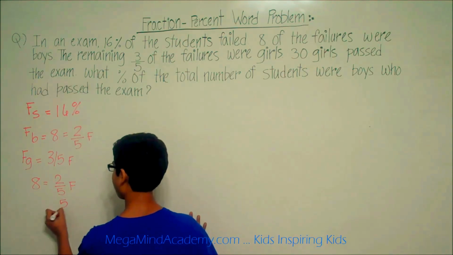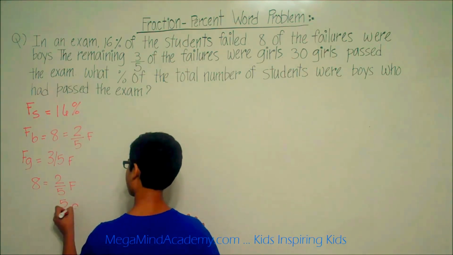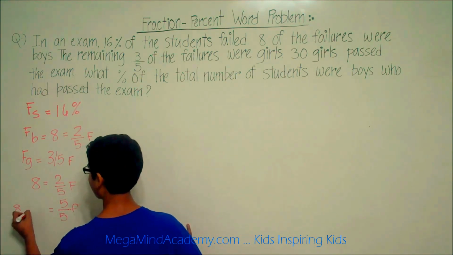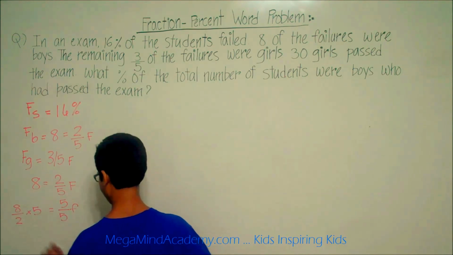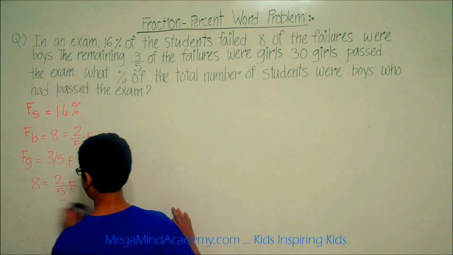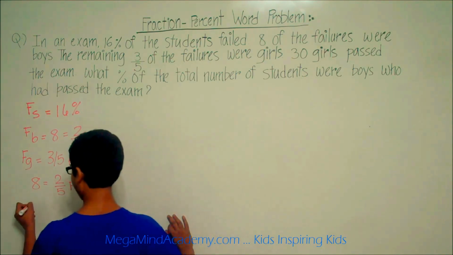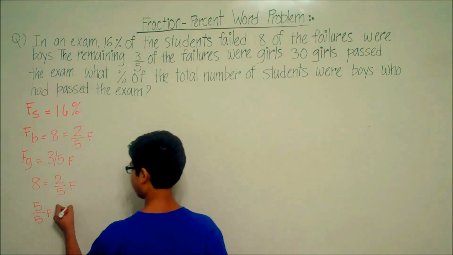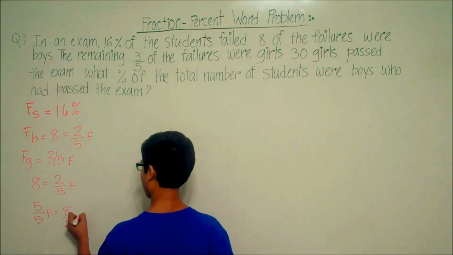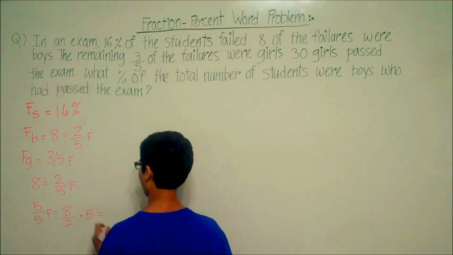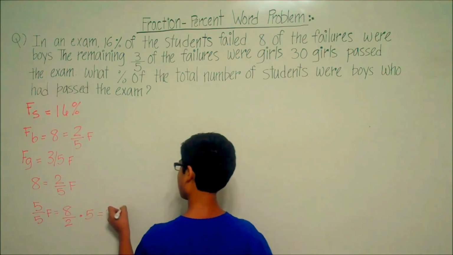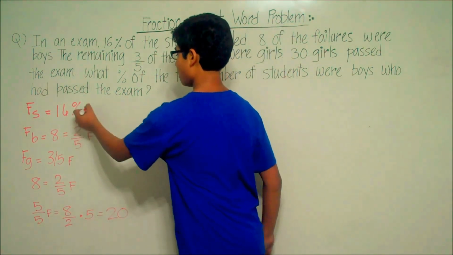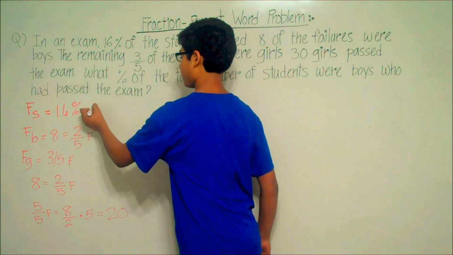So this means that 5/5 of the failures are equal to 8 divided by 2 times 5, which is equal to 20. So this means that 20 people failed the exam.